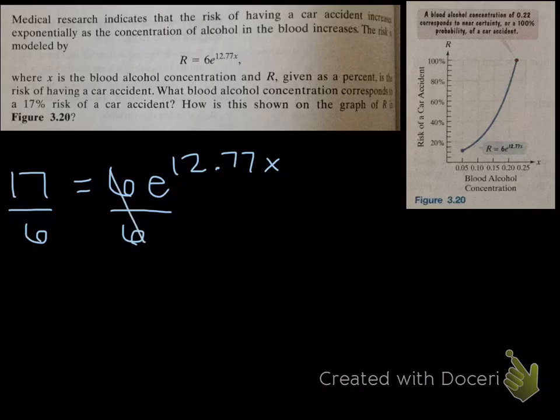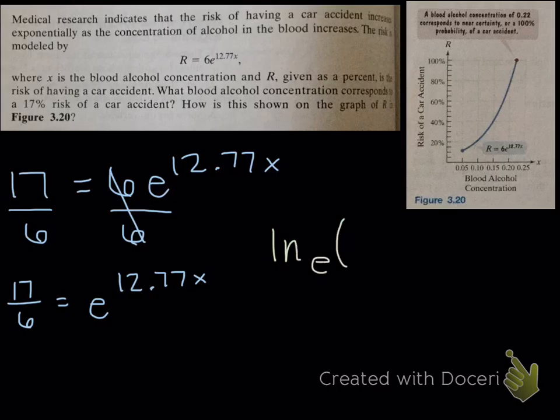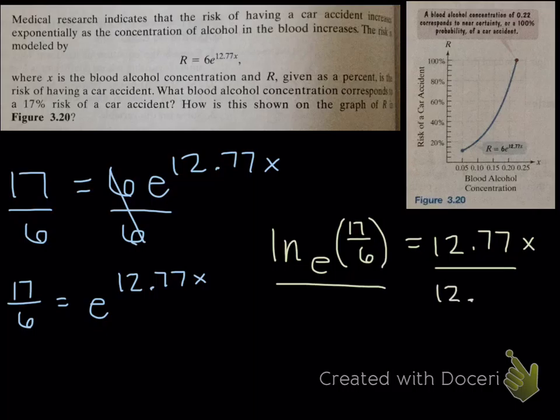To get an answer that is the most exact, we would just leave it as a fraction instead of turning it to a decimal. So now I'm at 17 over 6 equals E to the 12.77x. And now I would want to put it into logarithmic form because the base is E. I want to use natural log. So I have natural log base E of 17 over 6, and this is equal to 12.77x. And then to get x by itself, I would divide both sides by 12.77.